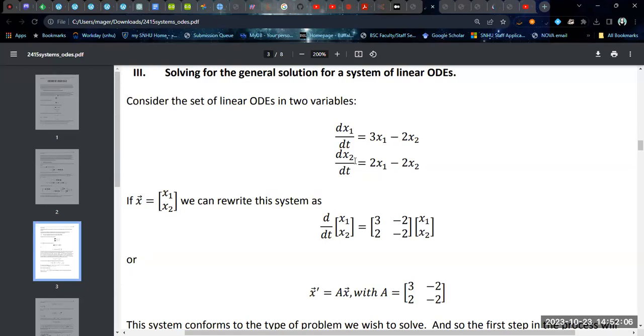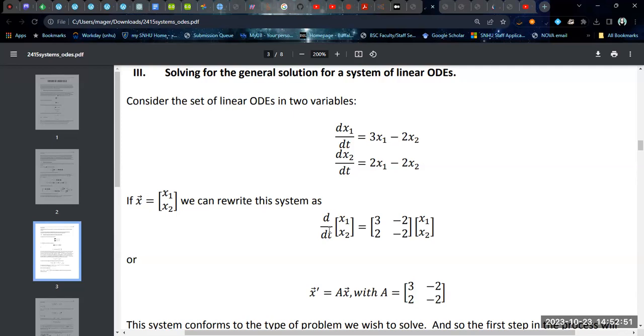So let's actually go solve our worked example for our two variable case, two equation case. We have this set of linear ODEs in two variables. The derivative of x1 with respect to t depends on both x1 and x2, and the derivative of x2 with respect to t also depends on both x1 and x2. If we write our vector x as x1, x2, then this is the derivative with respect to t of this vector, and these coefficients can come out as a matrix. That's our A matrix, being multiplied by the original x1, x2.